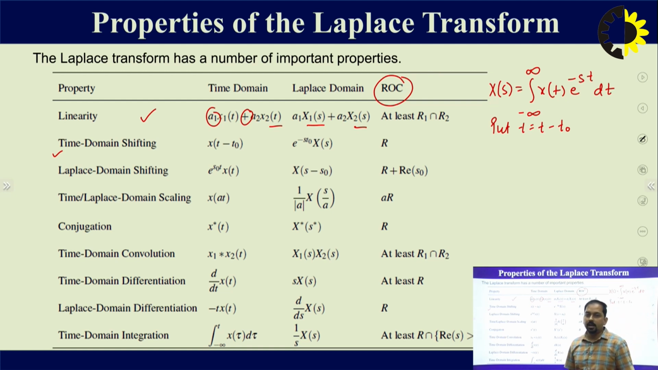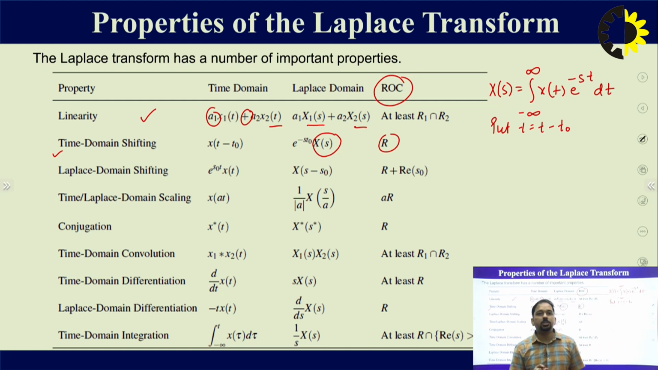What we can see is that there is a factor e^(-s t0) multiplied by X(s). So there is no change in the transform, only this exponential part is added. The ROC, due to time shifting, will have no change in the region of convergence of the Laplace transform.